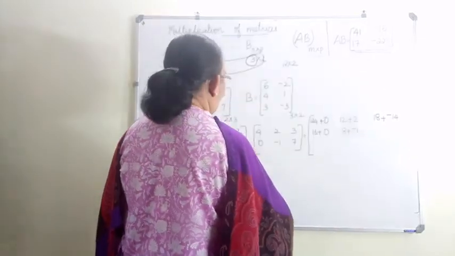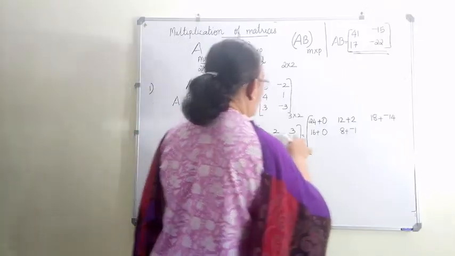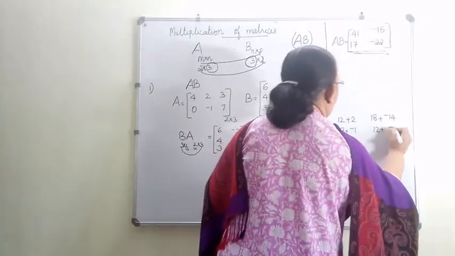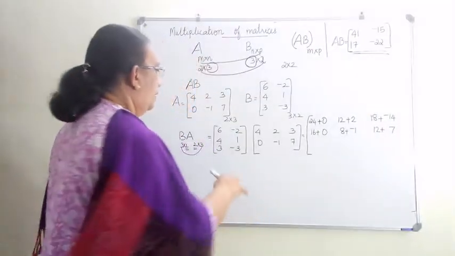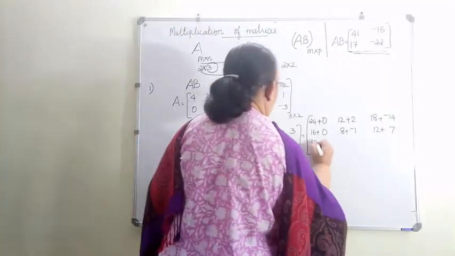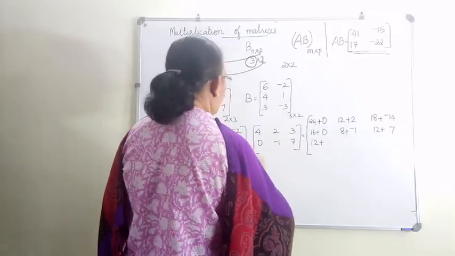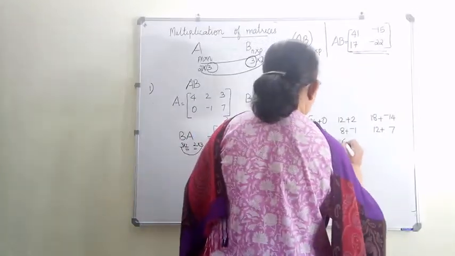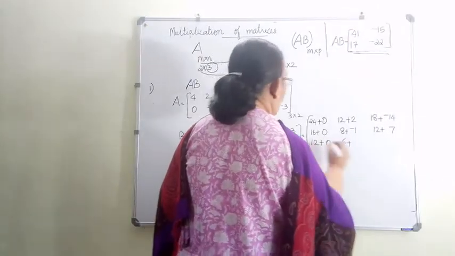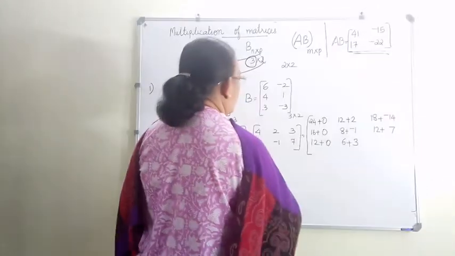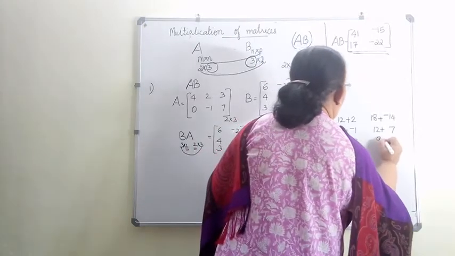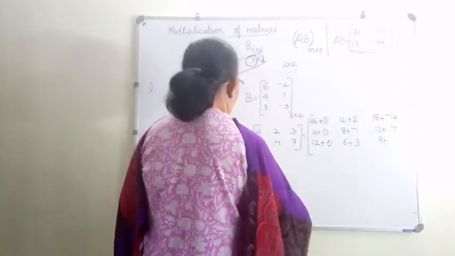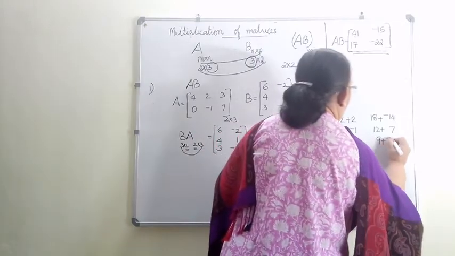Same pattern. Okay. 4 into 3, 12, plus 1 into 7, 7. Next one, 3 into 4, 12, plus minus 3 into 0, 0. Next one, third row, second column, 3 into 2, 6, plus minus 3 into minus 1, 3. 3 into 3, 9, plus minus 3 into 7, minus 21.